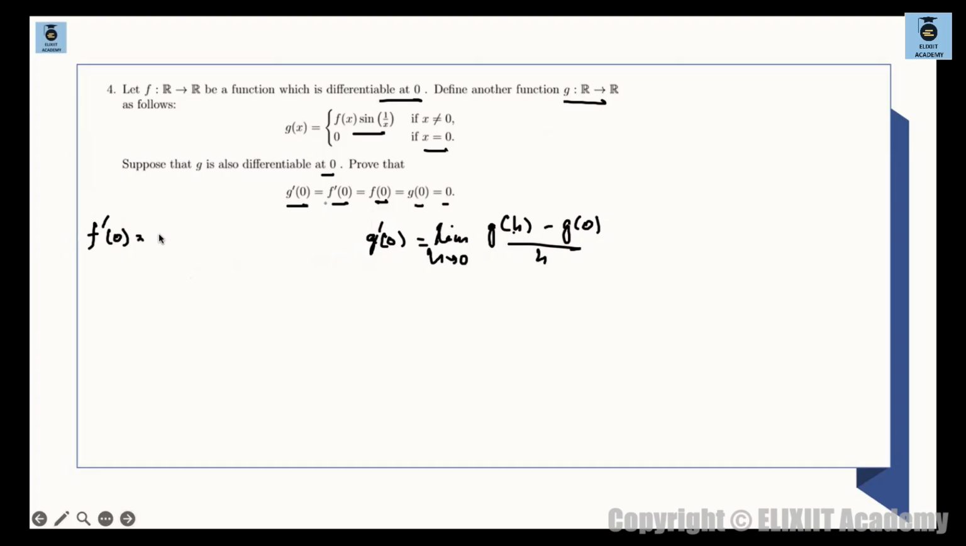What is f dash of 0? f dash of 0 will be limit h tends to 0, f(h) minus f(0) divided by h. Now, g of x is known to us, so we can start simplifying this.